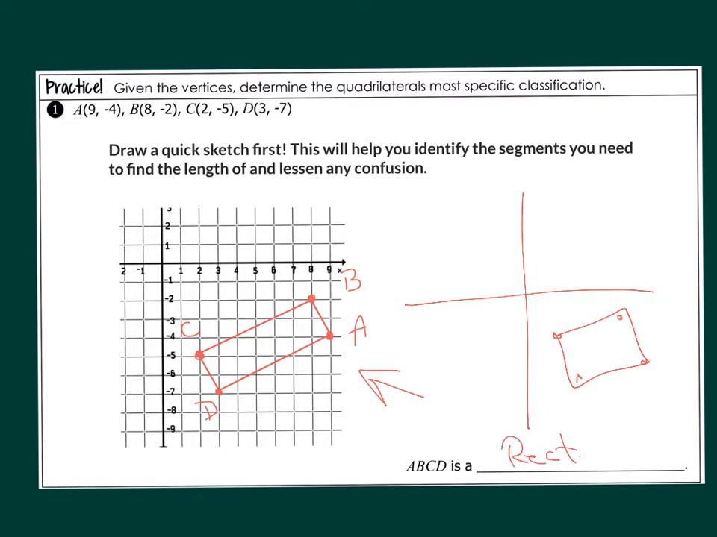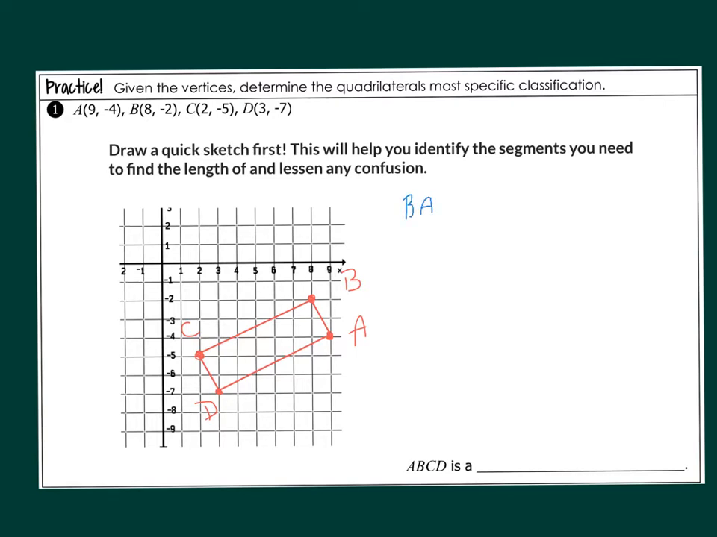Now, this isn't good enough. What we need to show is that indeed DC is congruent to BA, that CB is congruent to DA, and also that CA is congruent to DB. Well, how are we going to do all that? First, we're just going to find the lengths of BA and CD, and these should be the same. Then we're going to find the lengths of CB and DA, and those should be the same. And then we're going to find the lengths of CA and DB.